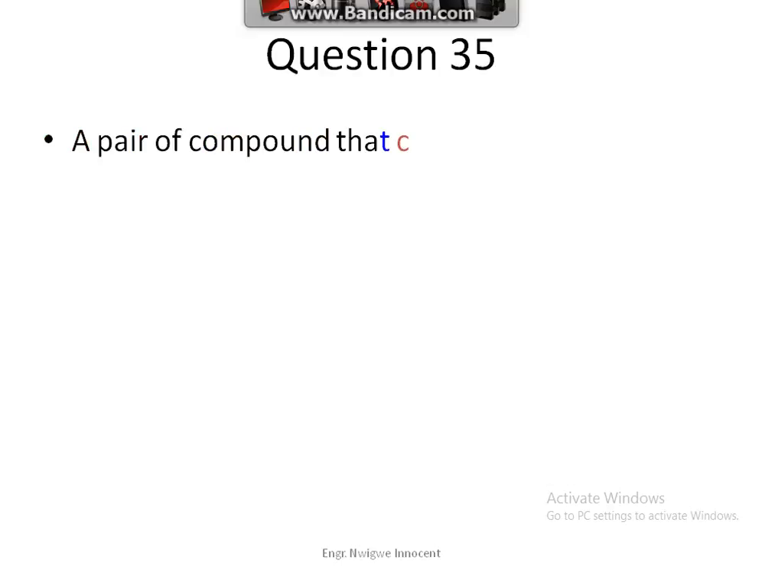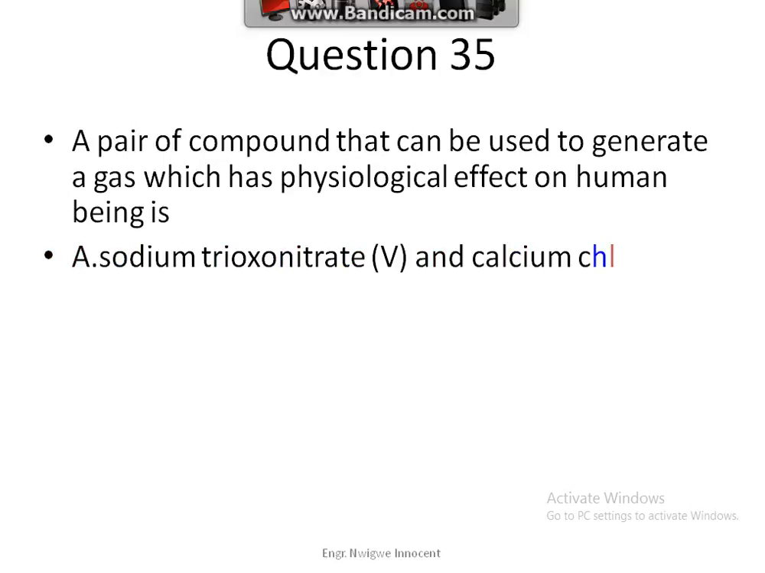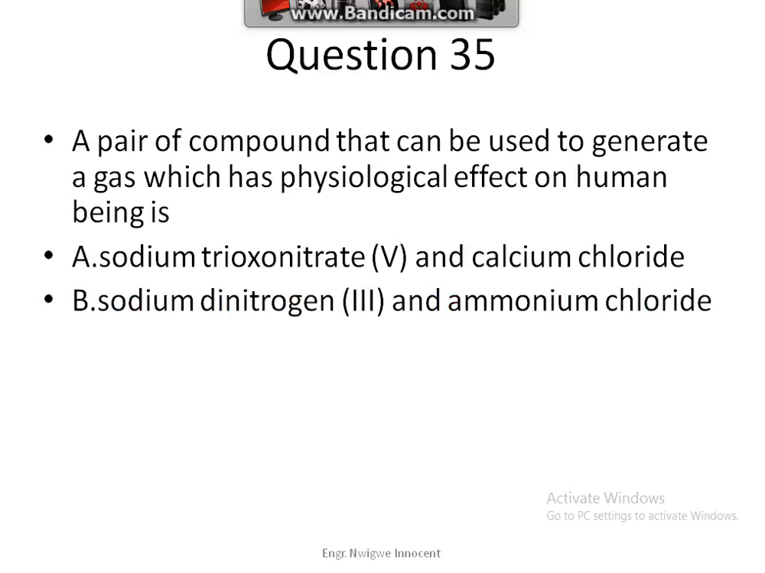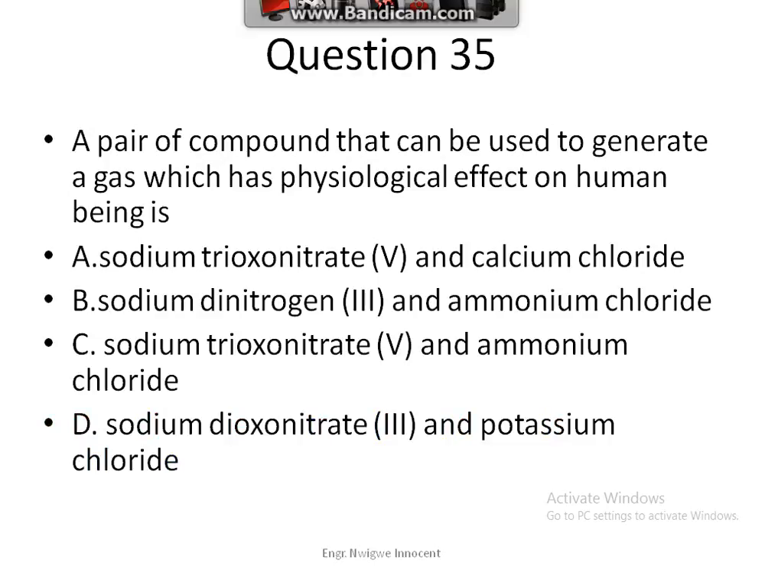Question 35. A pair of compounds that can be used to generate a gas which has a physiological effect on human beings is: A. Sodium trioxonitrate 4 and calcium chloride, B. Sodium dioxonitrate 3 and ammonium chloride, C. Sodium trioxonitrate 5 and ammonium chloride, D. Sodium dioxonitrate 3 and potassium chloride.